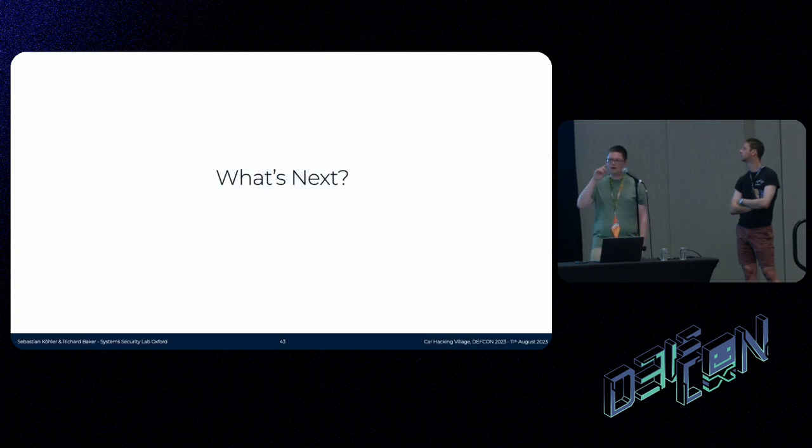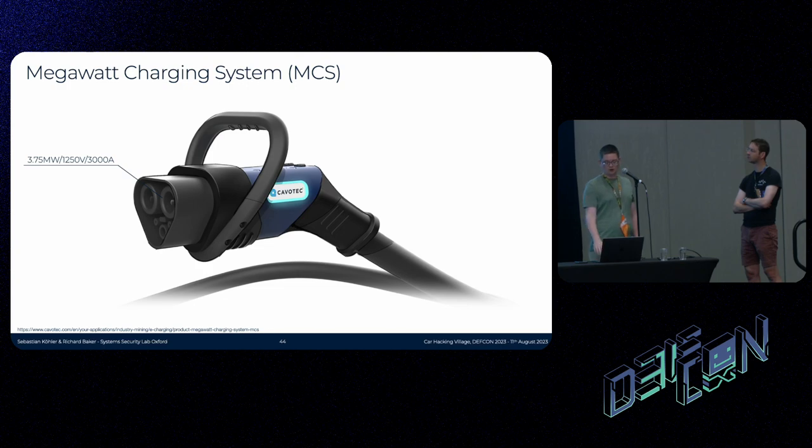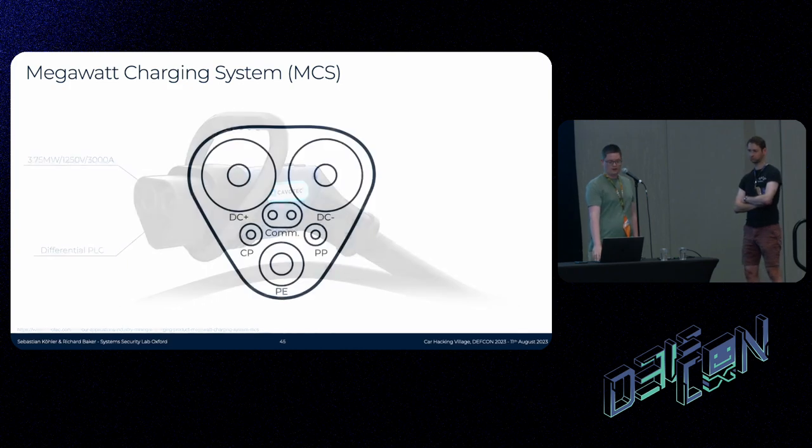So we said "redeploying the same vulnerabilities." Why was this the title of our talk? Well, what is next? That's the big question. Currently, there is work going on the Megawatt Charging System, MCS. It has almost 4 megawatts of charging capacity. Interestingly, it also uses power line communication again. It uses differential PLC, which should not be as easy to disrupt, but we haven't tested it yet because it's not deployed yet.